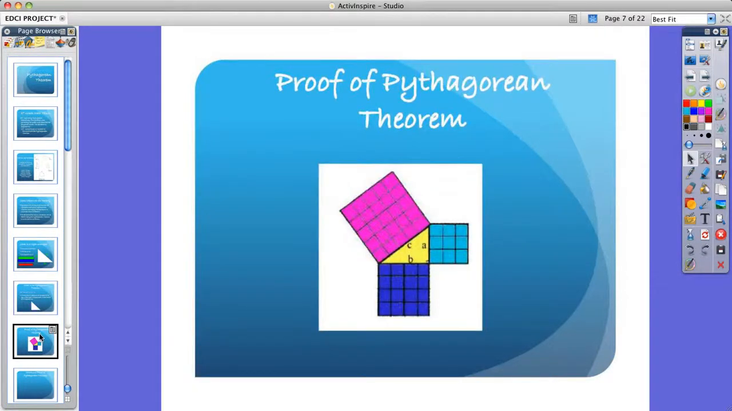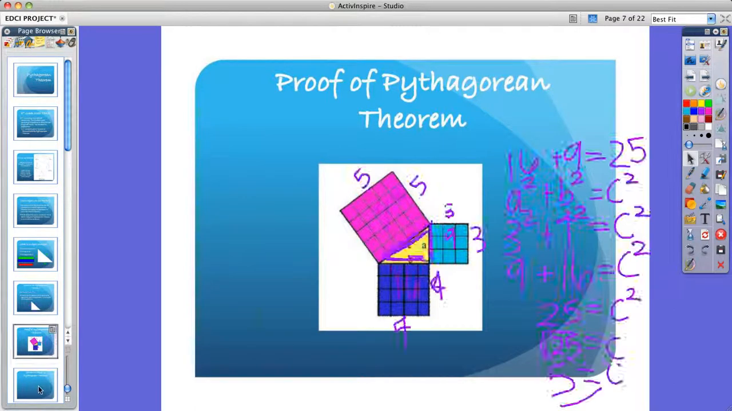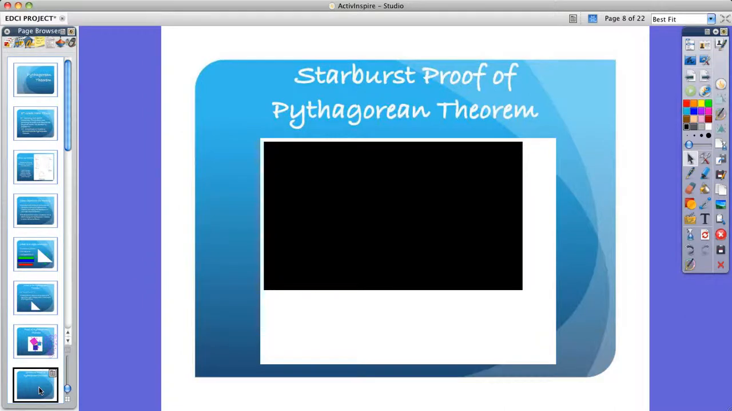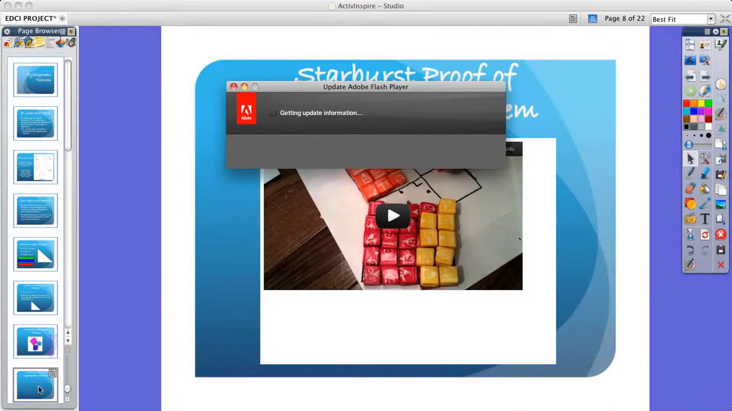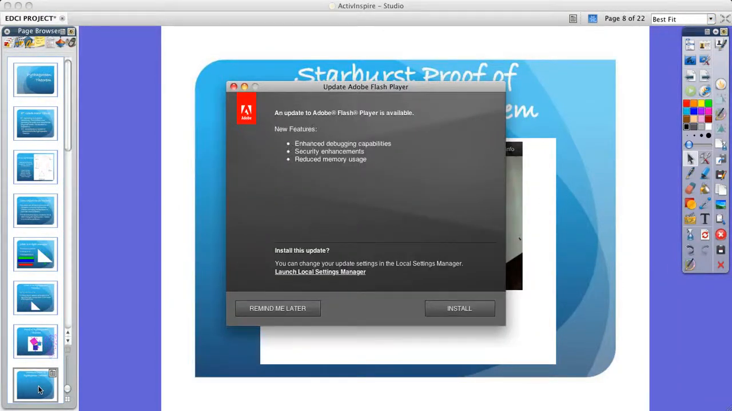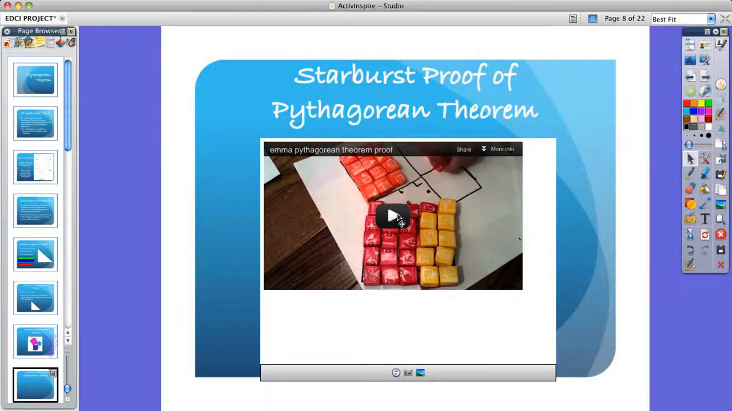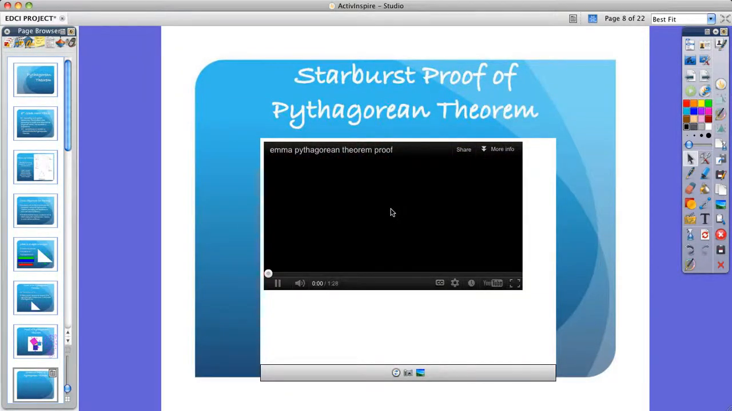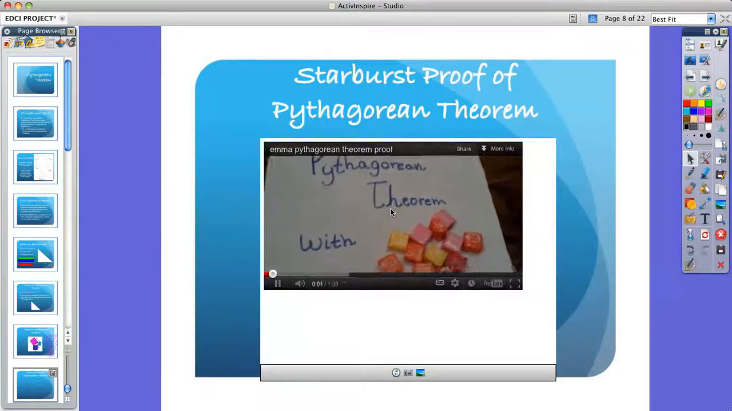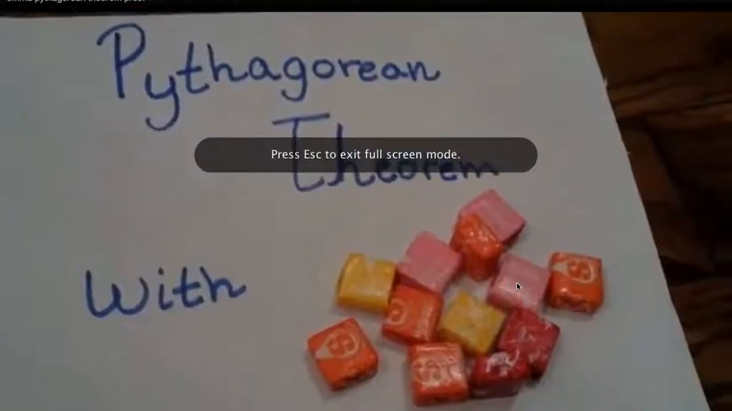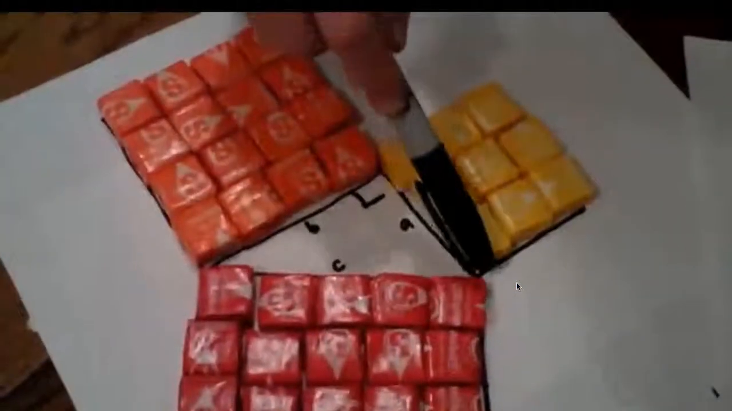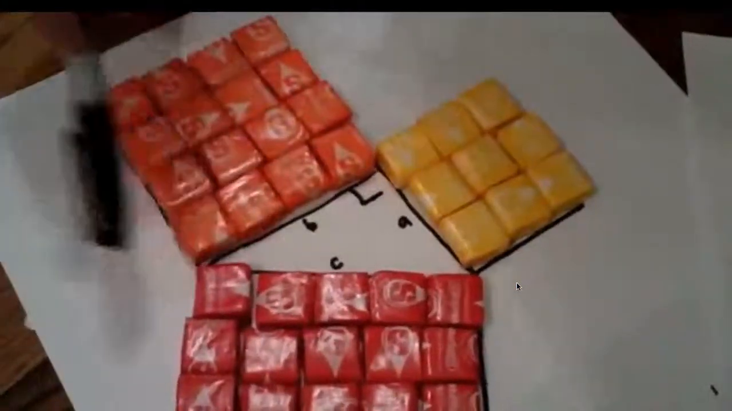So next we will look at the proof of the Pythagorean theorem. Where did this formula come from? I have a video on the proof, and it'll explain it a little better using starburst, what we are used to. Hi, my name is Emma, and I'm here to prove the Pythagorean theorem with starburst. This is my right triangle, and this is my hypotenuse.